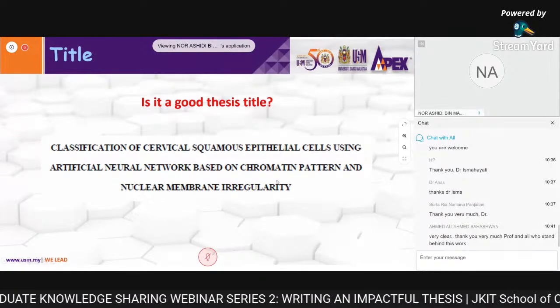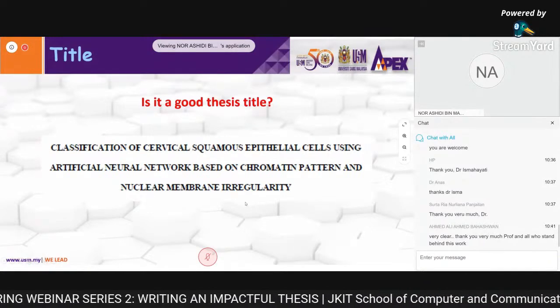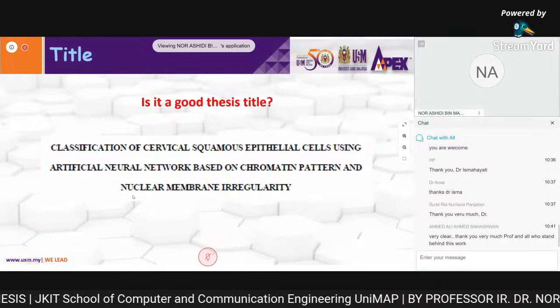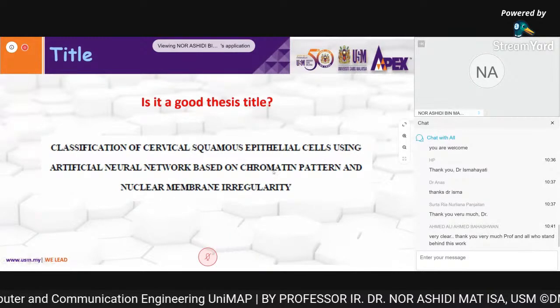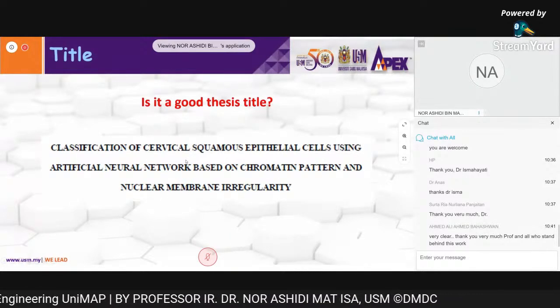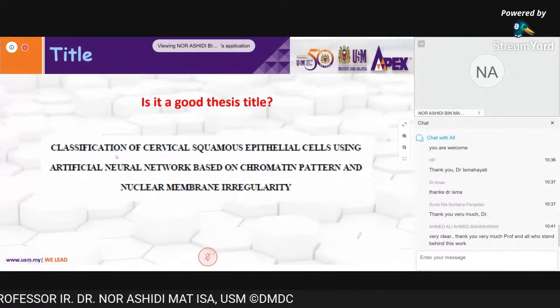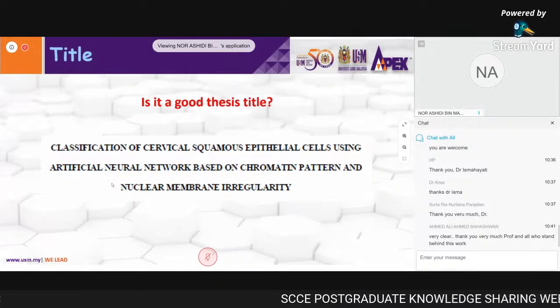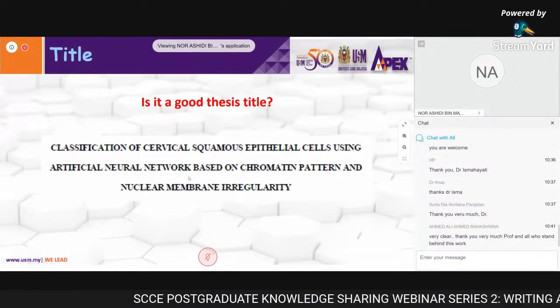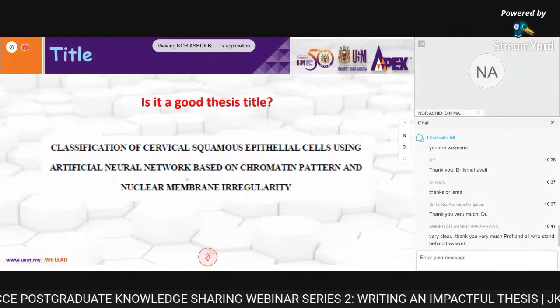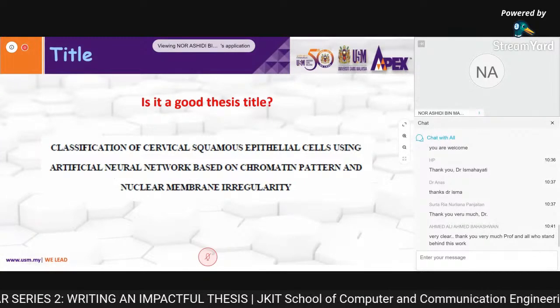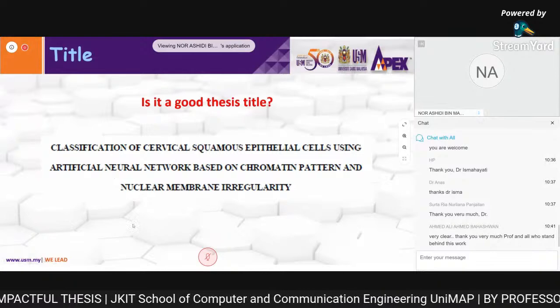So meaning that he or she will focus on these two issues, the chromatic patterns and the nuclear membrane. By using these two, she will classify the spherical cell using artificial neural networks. So you have to know exactly what your idea is, what your work is, and combine a few ideas to come up with one good thesis title.